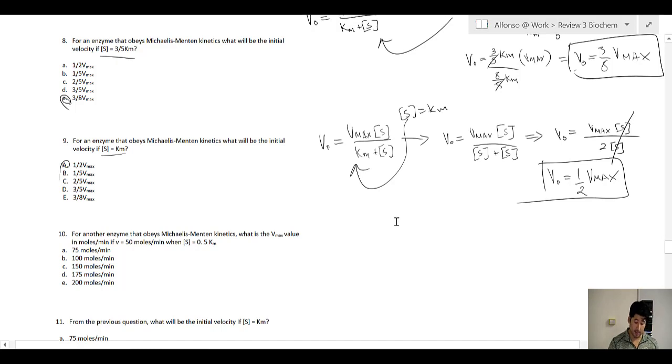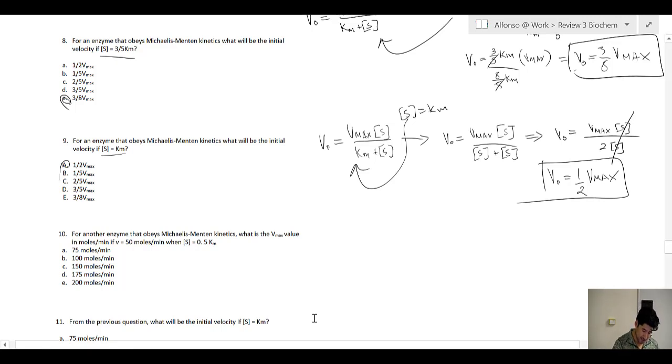For another enzyme that obeys Michaelis-Menten kinetics, what will be the Vmax value in moles per minute if the initial velocity equals 50 moles per minute when the substrate concentration is 0.5 of the Km? Okay, I forgot how to do this one, but I'm sure that we can figure it out together. I didn't calculate any of these beforehand, but if you know the process to be true, then you cannot go wrong. So whatever the answer is, I'm sure it's going to be the right one.